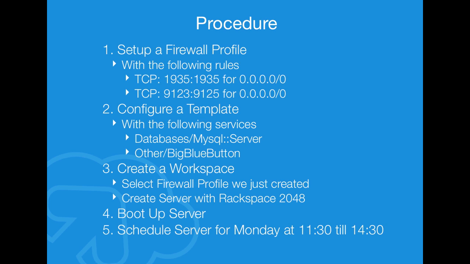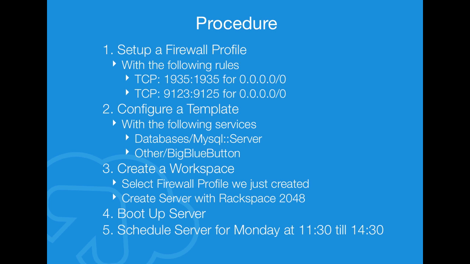We'll set up a firewall profile in the Tapp platform for these specific ports needed by Big Blue Button. They go from 1935 to 1935 to all the machines and 9123 to 9125 to all the machines. Once we create the firewall profile, we'll create a template with the following services: MySQL Server and Big Blue Button.